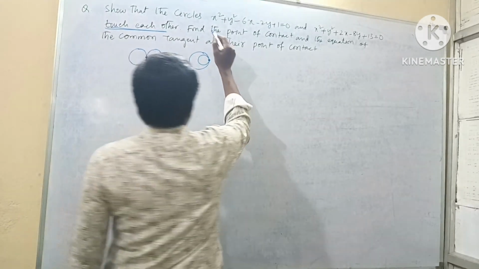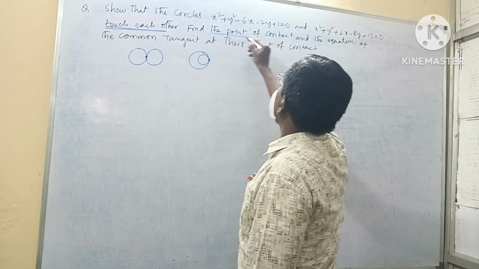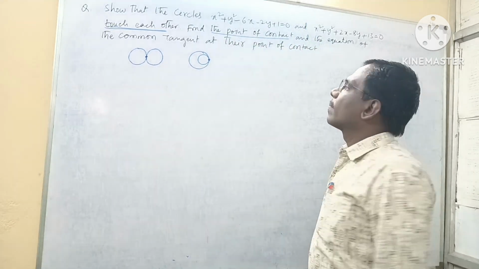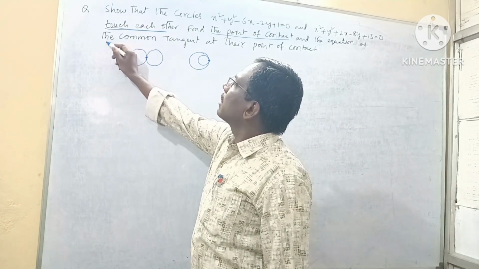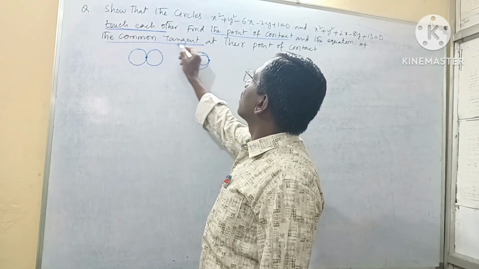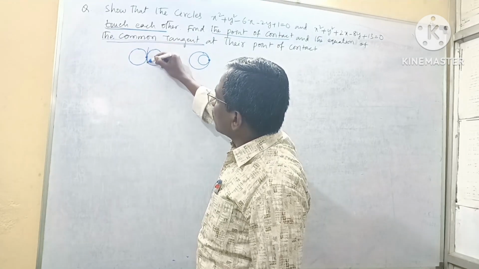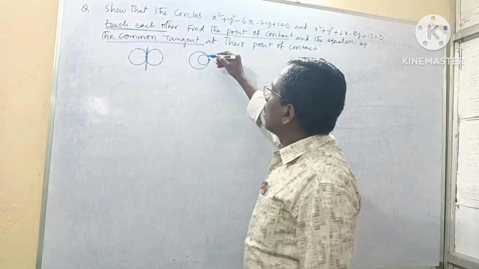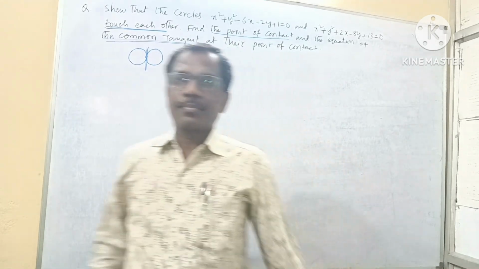So we are asked to find the point of contact, and also find the common tangent. So this is the common tangent, or this is the common tangent.